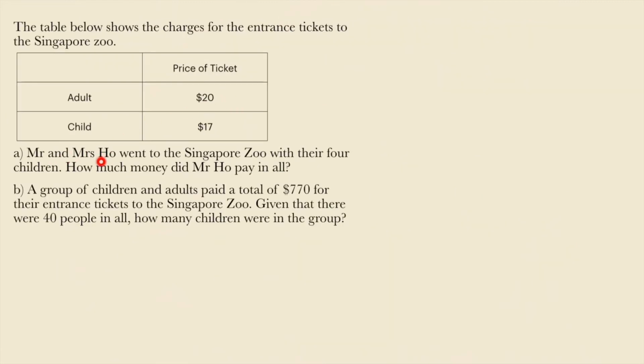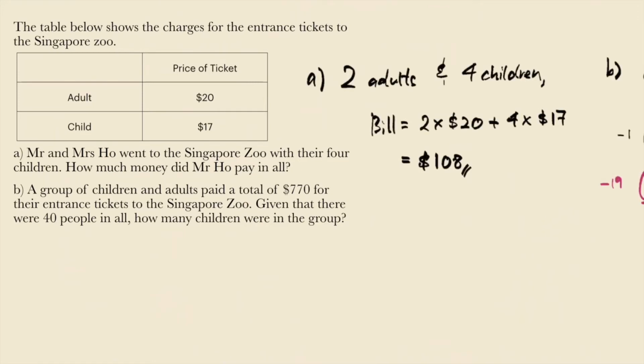The table shows the charges here. Mr. and Mrs. Ho, that's 2 adults, went to the zoo with 4 children. How much money did he pay in all? Well, this is a simple calculation right there. It's just going to be 2 adults and 4 children. How much money is that? 2 times 20, 4 times 17, that's 108.